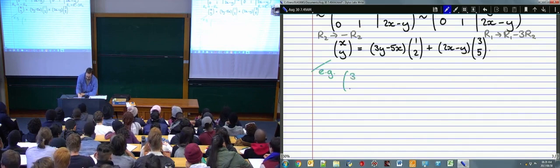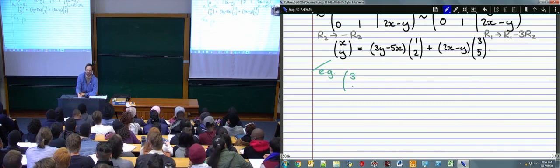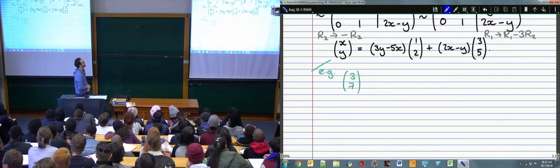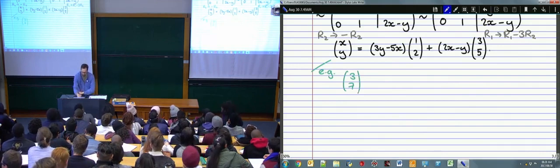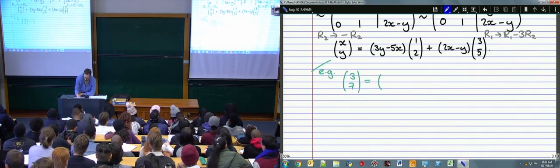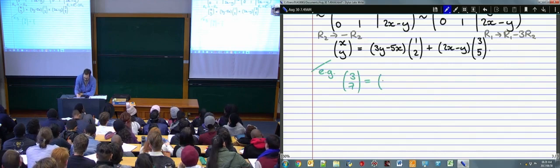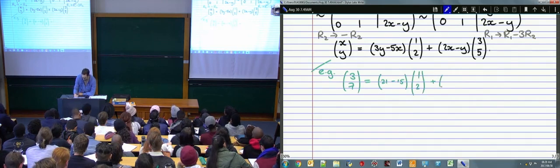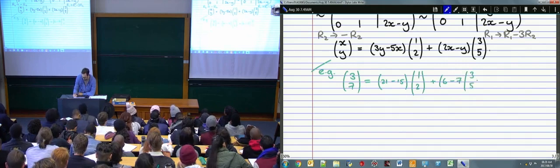Y value? 24. No, that's too big. Give me a smaller y value. 7. Okay. We can take the point (3, 7), and if we were to take this now, so 3 times y, that's 21, minus 15 times (1, 2). And over here we get 2x, that'll be 6 minus 7, (3, 5).